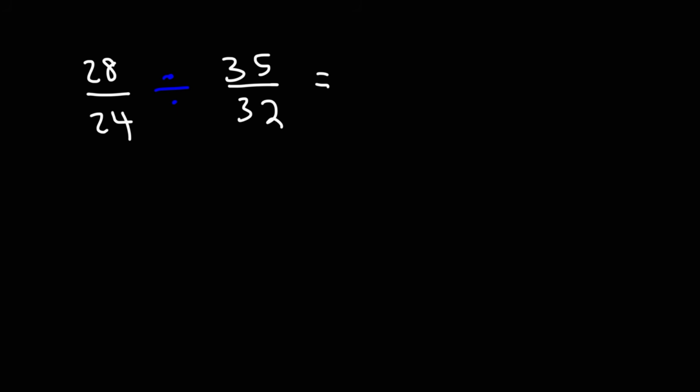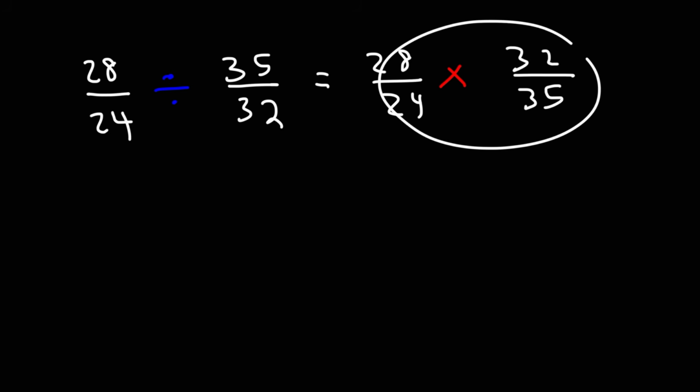Now let's try another example. So let's say we have 28 over 24 divided by 35 over 32. Go ahead and try that. So let's keep the first fraction the same. Let's change division to multiplication, and then we're going to flip the second fraction. Keep, change, flip. Now let's break up these fractions into small numbers.